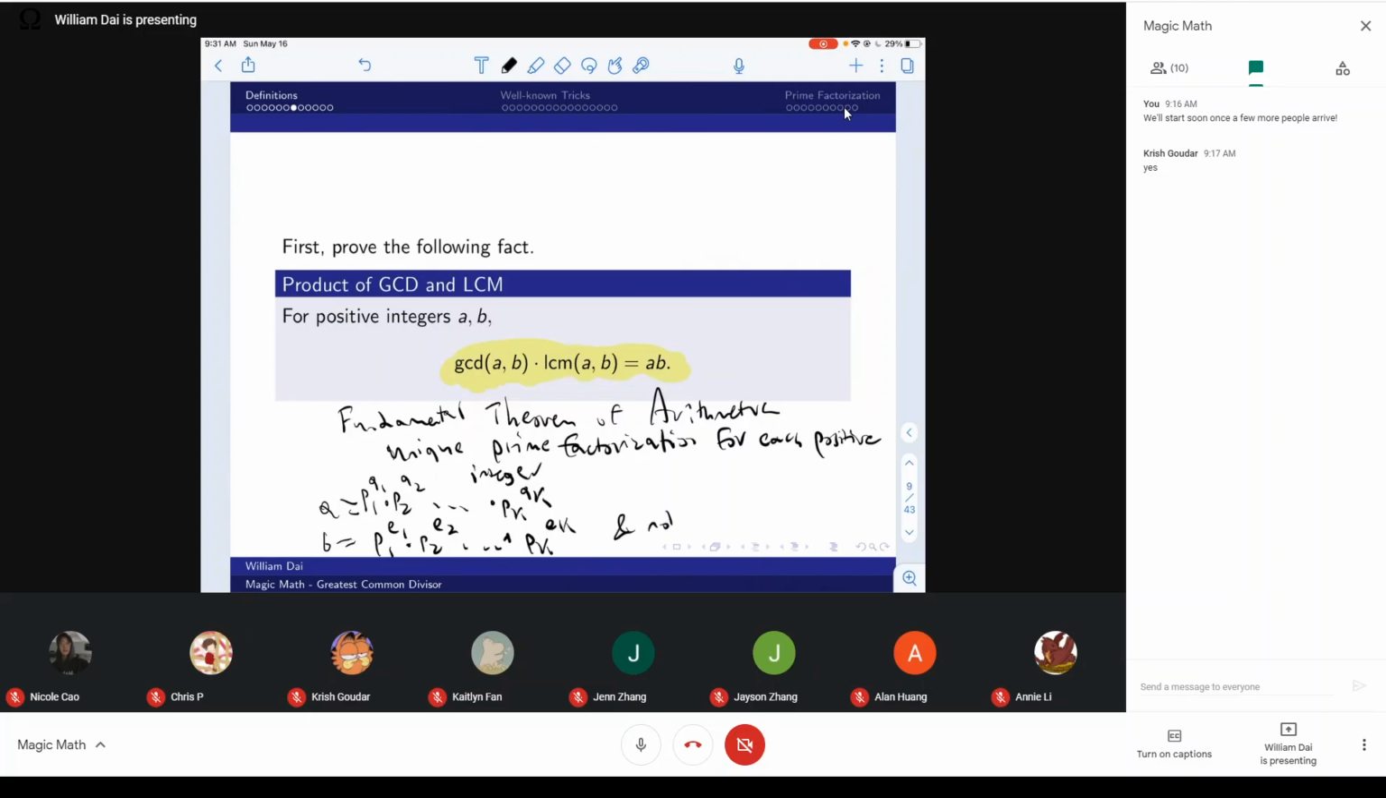And note that this prime factorization here goes on to infinity. So basically we're listing all of the primes out here, and we're looking at the number of those primes in both A and B. So it's not like a normal prime factorization here. And also, exponents can be 0.